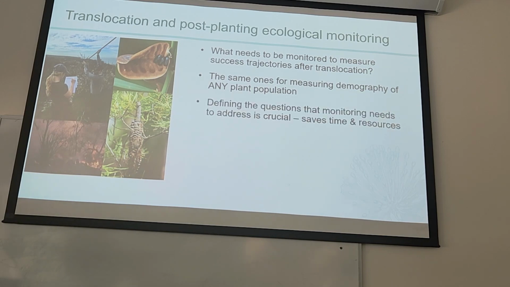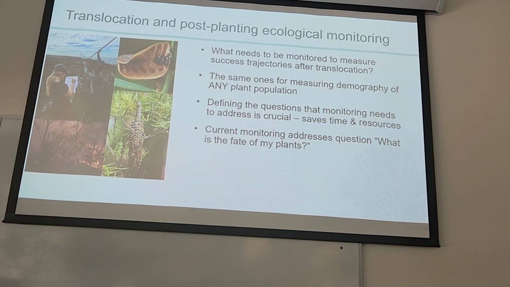Probably, I think one of the most important post-planting things ecologically to do is define the question of what you need to answer. Defining the question allows you to develop sampling protocols that are much more efficient, saves time, saves effort. And a lot of what we do sometimes is limited by funds or time or people. And so having that efficiency in what you monitor is really important.